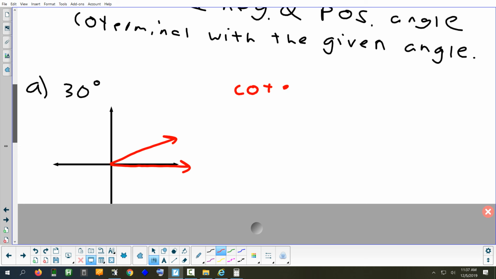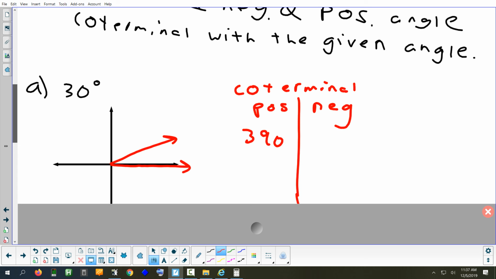All right, now I want an angle that's coterminal, positive and negative. So, what am I going to do to find an angle that's coterminal with 30 and positive? Add 360. What's 30 and 360? 390. Now, what about an angle that's coterminal with 30 but negative? Negative 330. Yeah, just subtract 360.